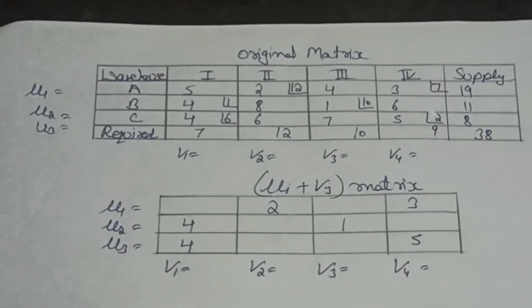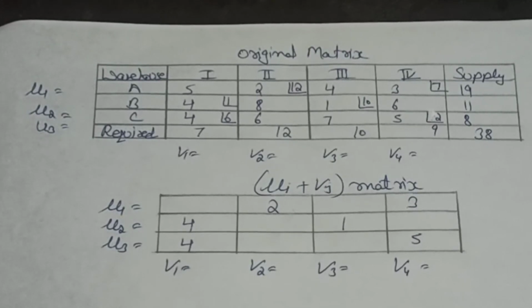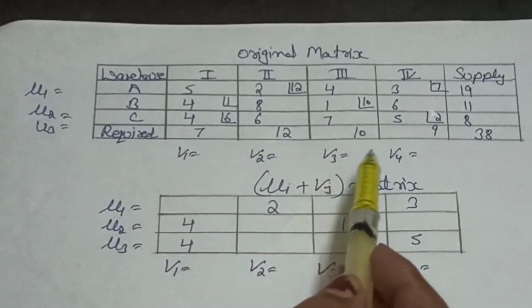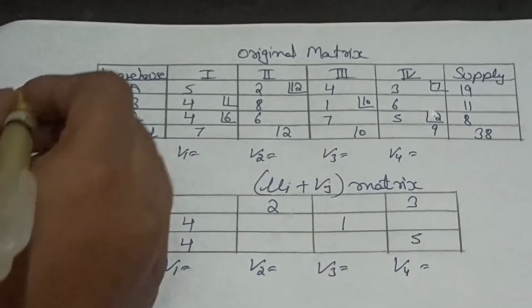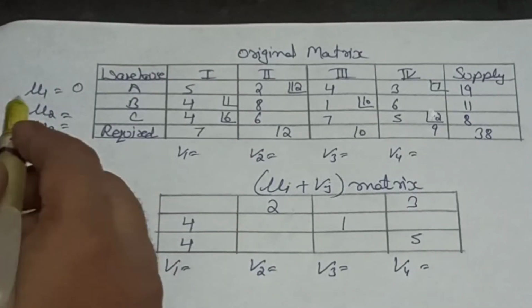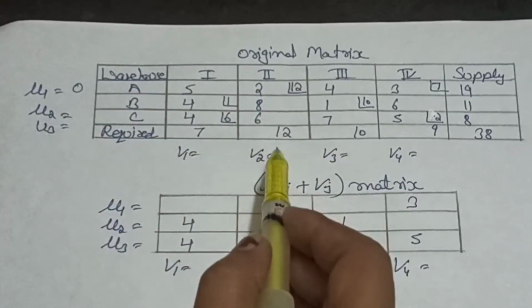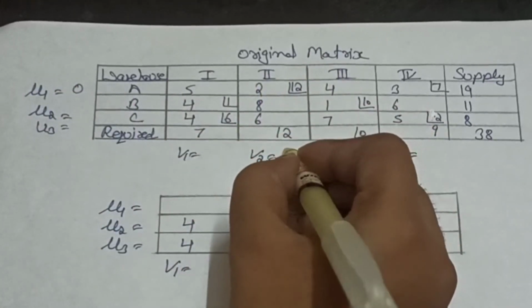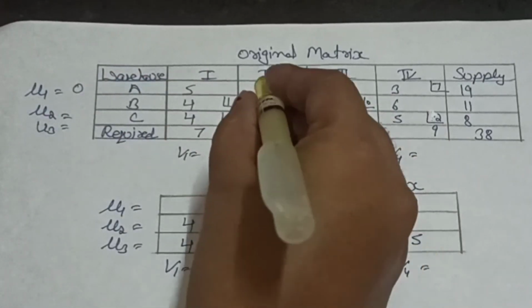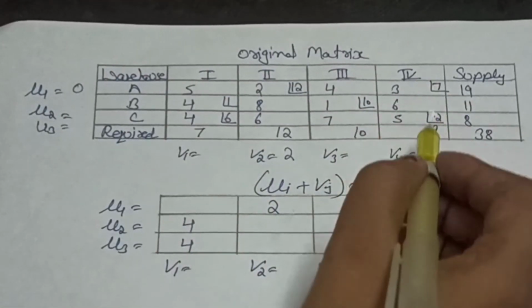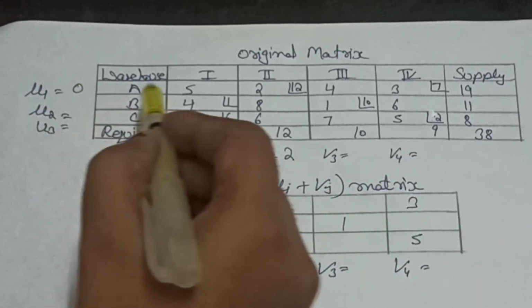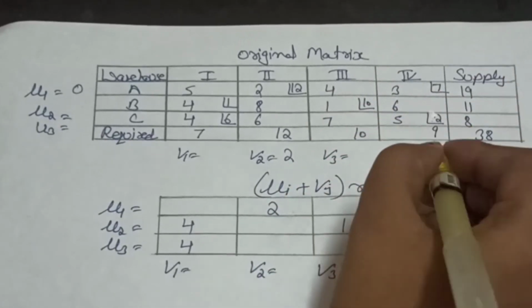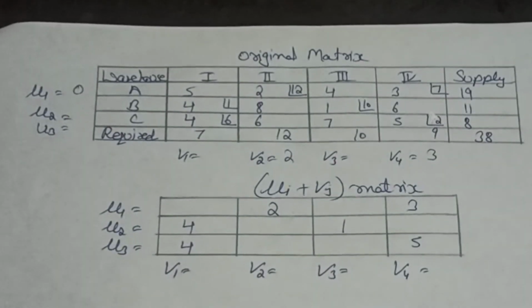So students, now we have to calculate our ui plus vj values. So we have written here u1, u2, u3, v1, v2, v3, v4. And now we have to write u1 as 0. So if u1 is equal to 0, then we will calculate value of v2, because u1 plus v2 is equal to this cell. So we can write here 2, because 0 plus 2 is equal to 2. Then we will calculate this cell, v4, because 0 plus v4 is equal to this cell. So 0 plus 3 is equal to 3.